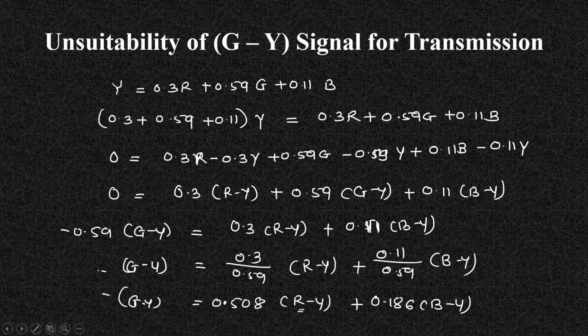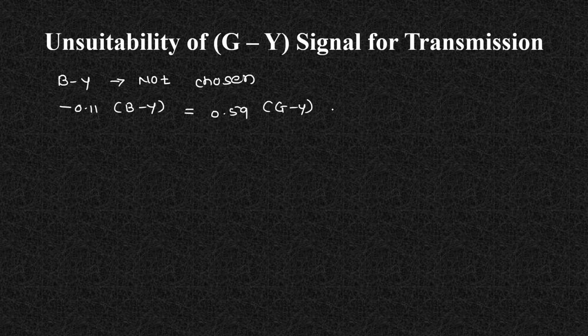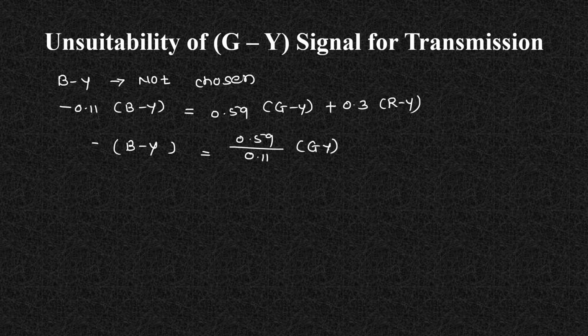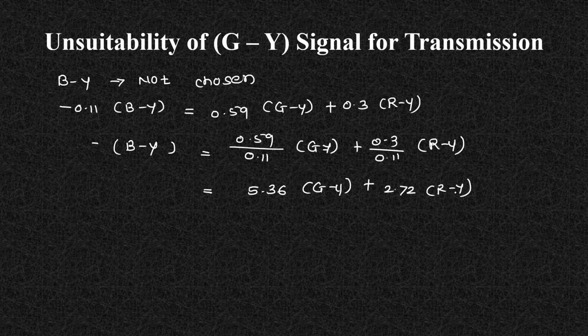Now let us take the condition where you are not transmitting B minus Y. I'm taking the condition where B minus Y is not chosen for the transmission. So how are you going to derive that B minus Y? 0.11 (B minus Y) is equal to minus 0.59 (G minus Y) minus 0.3 (R minus Y). So if you want B minus Y, it is minus 0.59 divided by 0.11 (G minus Y) minus 0.3 divided by 0.11 (R minus Y), which comes to 5.36 (G minus Y) plus 2.72 (R minus Y). So you can imagine how much scaling factor you need to get B minus Y out of G minus Y.